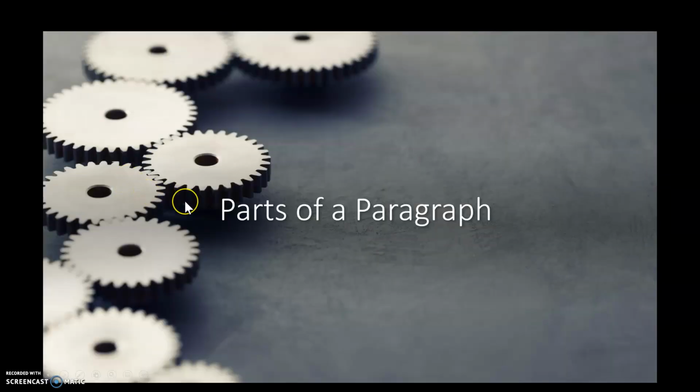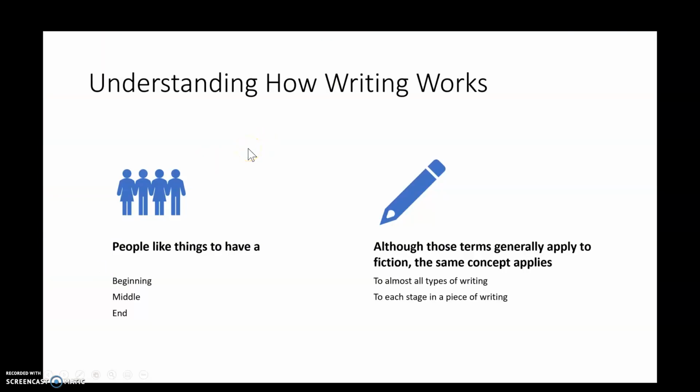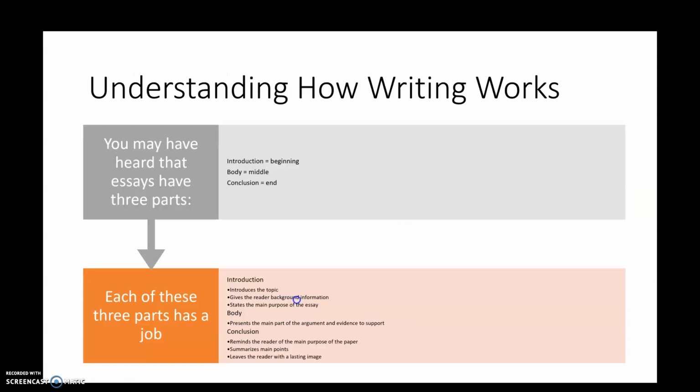we're going to start with the parts of a paragraph, because a paragraph in most writing is really the main unit. So, how writing works in general. People like things to have a beginning, a middle, and an end, right? Like when we talk about stories, we talk about the beginning, the middle, and the end. Once upon a time, they lived happily ever after. Things like that. And these terms generally apply to fiction, but the same concept actually applies to pretty much all types of writing, and it also applies to each stage within the writing process.